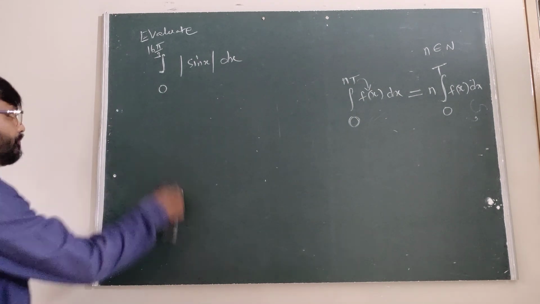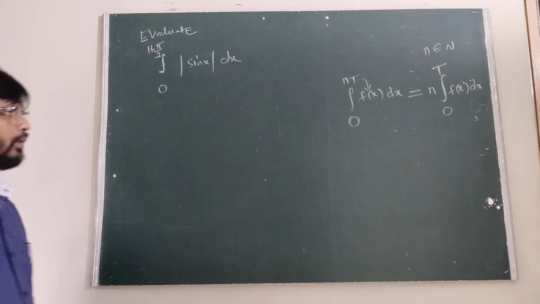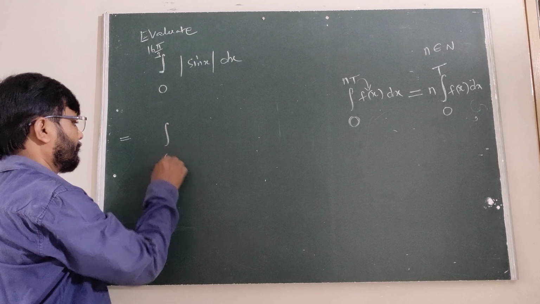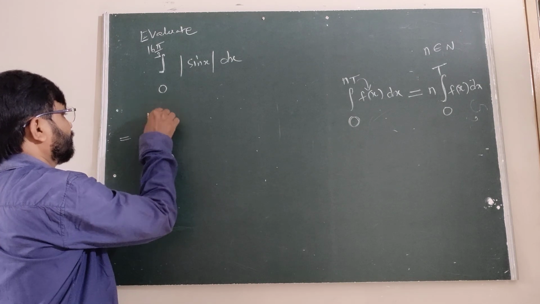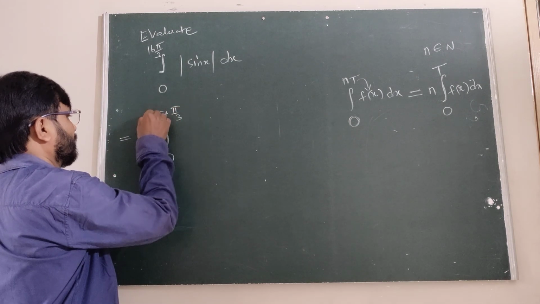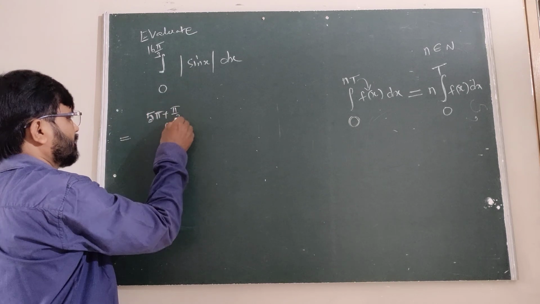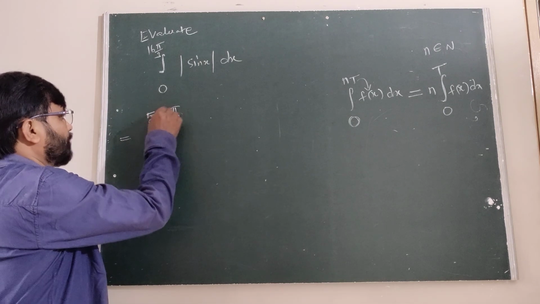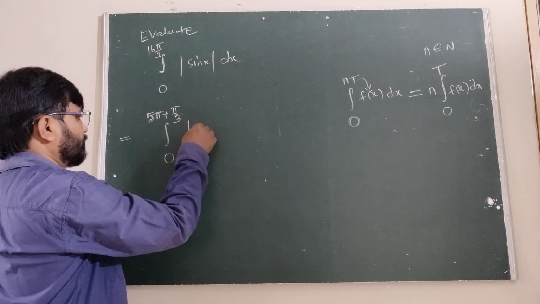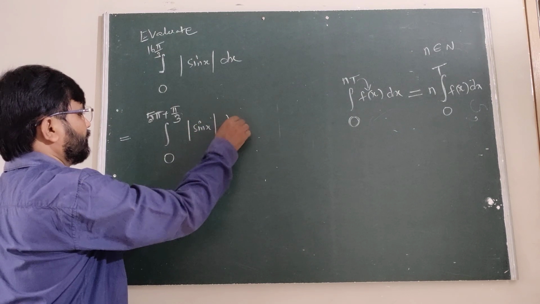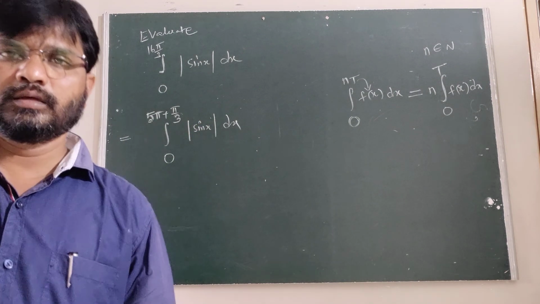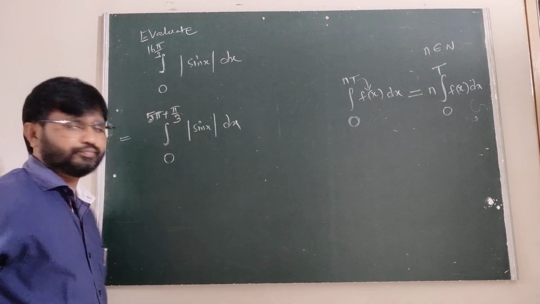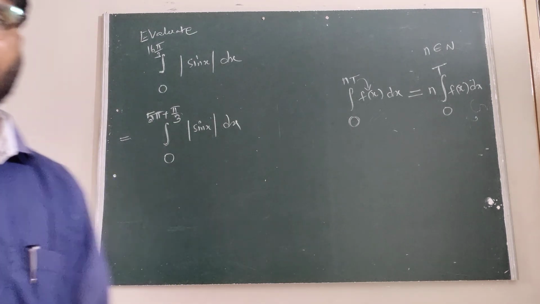Now we can write here the integral up to 5π plus π/3. Is it clear? 3 into 5 is 15, 15π plus π is 16π. So the integral of modulus of sin x dx. Today I discuss the integral of a plus b, f of x dx.